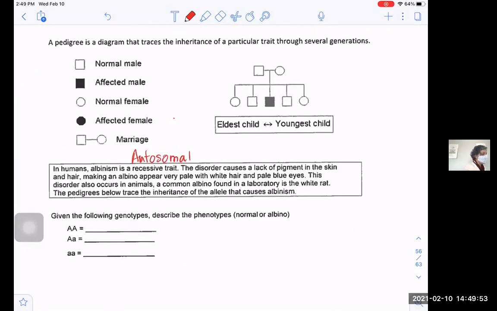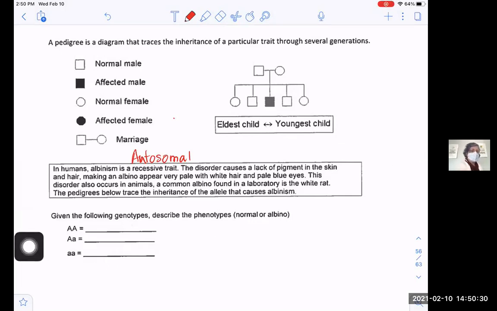I have notes on what it means to be autosomal recessive. So we're going to look at albinism again, being an albino. And just as a reminder, this disorder causes a lack of pigment in the skin, hair, and eyes. And it can also occur in animals. But the thing I want you to know about it is that if these are the genotypes of individuals, then what would their phenotypes be? So they're either normal or albino.